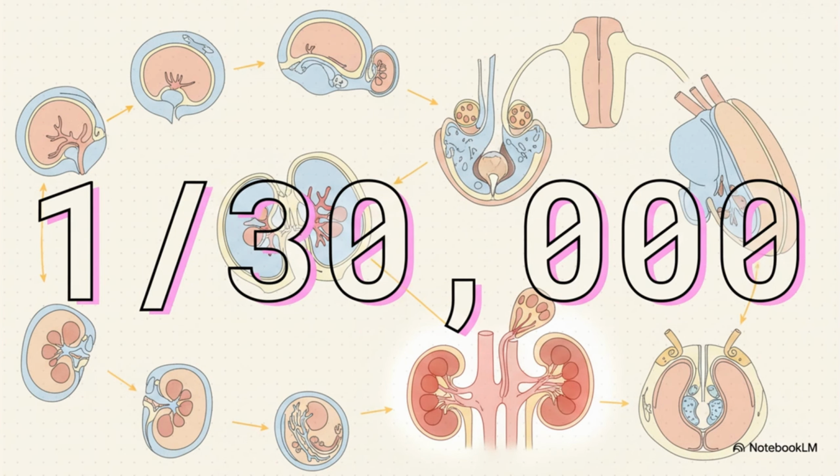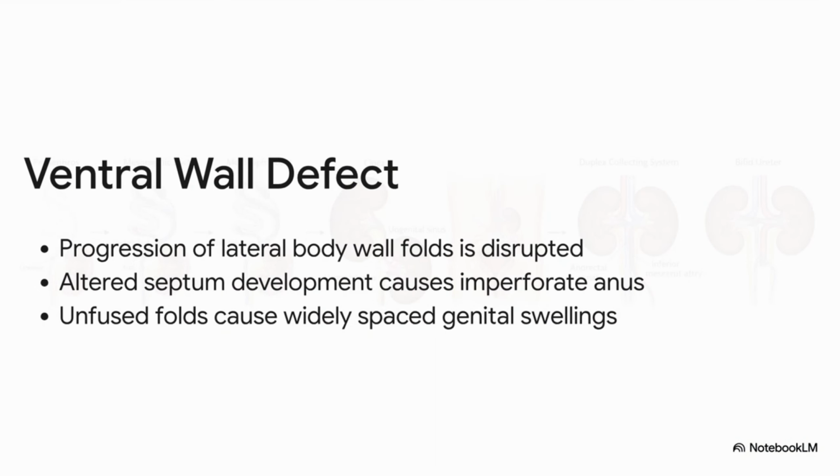Finally, let's talk about an exceptionally rare number, 1 in 30,000. This represents the incidence rate for one of the most severe multi-system failures in early embryogenesis, and it actually ties together a lot of the concepts we've explored today. We're talking about a severe ventral body wall defect. It's a massive failure of the lateral body wall folds to progress and close properly. We're talking way more severe than just an isolated bladder exstrophy.